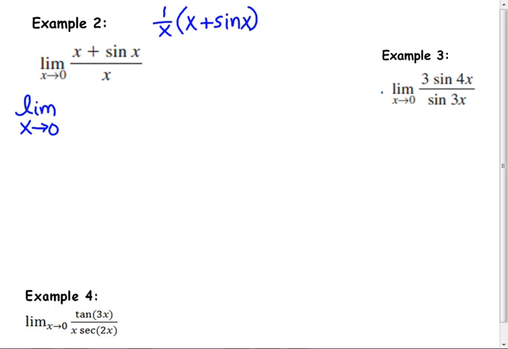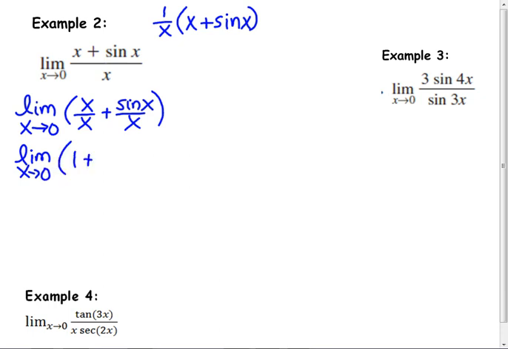X goes into x one time. Well, actually, write it down. So I get x divided by x plus the sine of x divided by x. Simplify. And that's 1 plus sine of x over x. Now, you're going to go right to the answer, but I'm not. I'm going to show you the main limit term and how it applies.